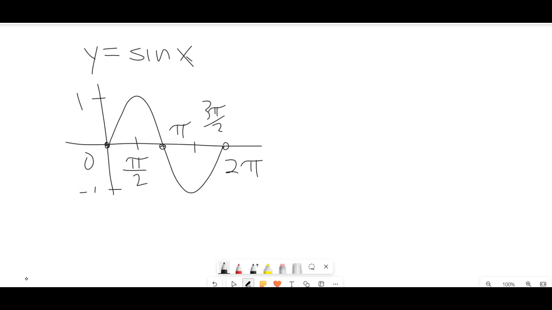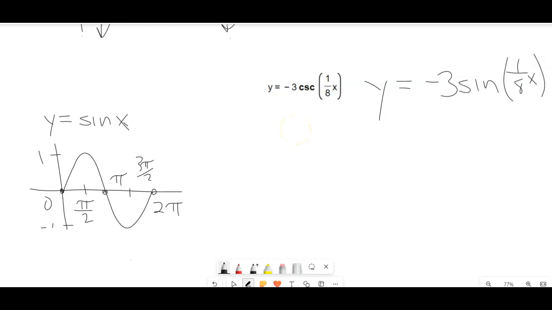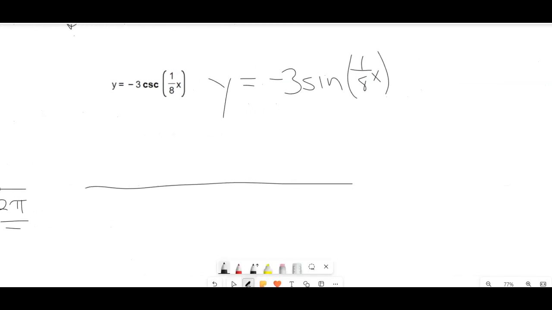Now ours isn't that. Ours is -3 cosecant 1/8 x. So why are we talking about sine? Well, the way we graph cosecant is through sine. So we're going to look at what would happen if this were sine, if that were the only thing different. And so the first thing we have to do is come up with what would this right end be because of the 1/8.